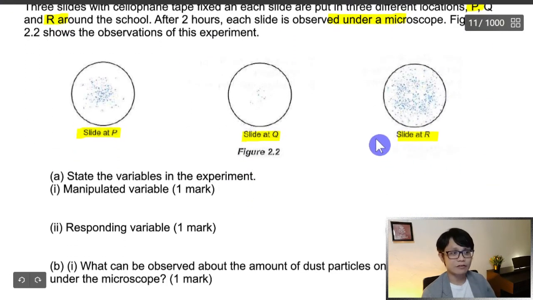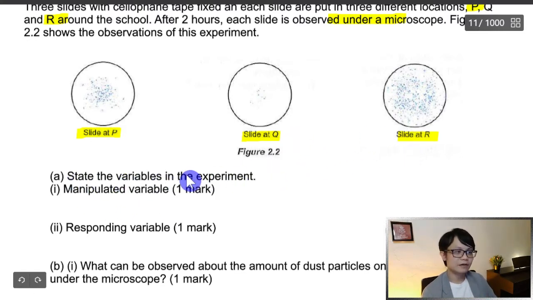But we don't know where P, Q, and R are. But probably I would say R has so many particles, so I can imagine R will be beside the road. P maybe at the canteen, and Q maybe inside the laboratory. Is the science laboratory more clean? I don't know, somewhere more clean. Maybe your classroom has aircon, so the place that has aircon is more clean, with an air filter in your classroom, for example.